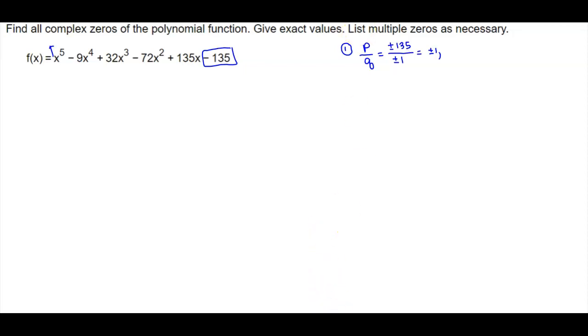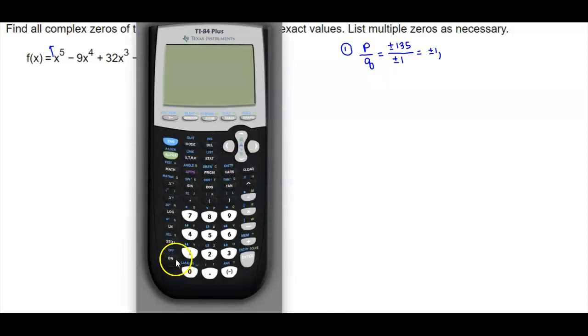Is 2 a factor? So we can go ahead and do that on the calculator. So we have 135, and divided by 2 doesn't give us that, right? So we know 1 and 135, and we know that 135 divided by 3 is 45. So plus or minus 3 is a factor. 4 is not divisible by that, but 5 is. So 135 divided by 5 is 27. So we know that plus or minus 5 is a possible rational zero.